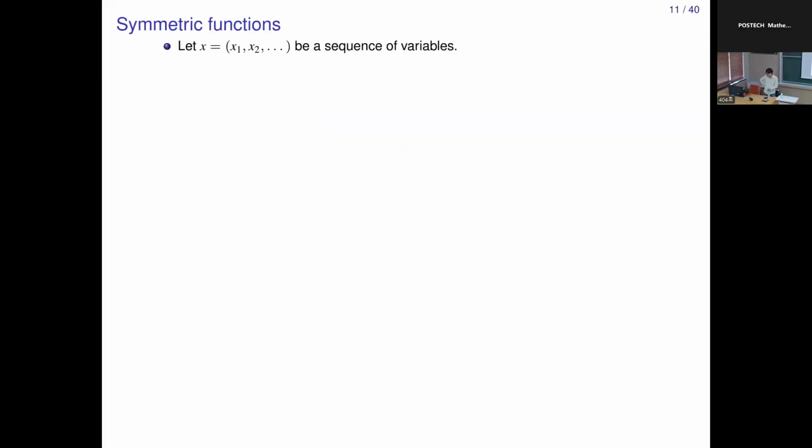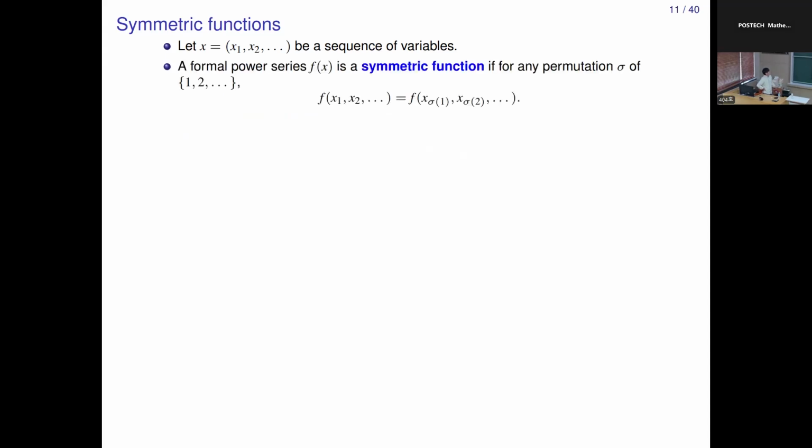And now let me define symmetric functions. Now x is going to be a sequence of infinitely many variables like this. A formal power series in these variables is a symmetric function if we have the same condition as before. We permute the variables. There are infinitely many variables, but we can still permute them, and no matter how you permute them, the formal power series is still the same. Then it is a symmetric function.